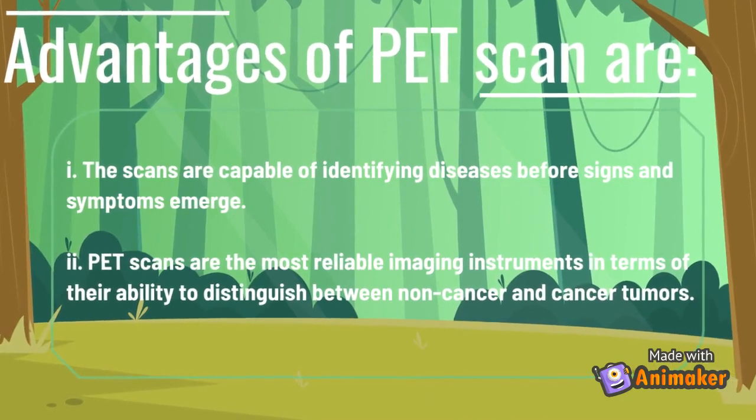Advantages of PET scan are: firstly, the scans are capable of identifying diseases before signs and symptoms emerge. Then, PET scans are the most reliable imaging instruments in terms of their ability to distinguish between non-cancer and cancer tumors.